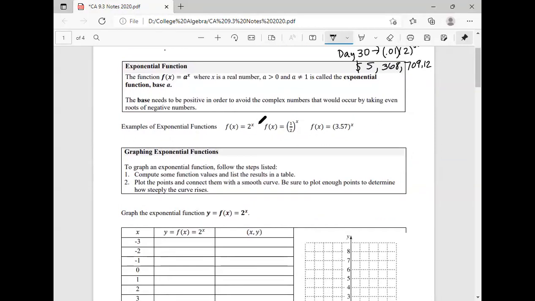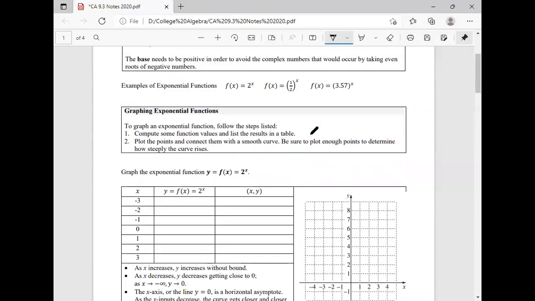If you'll look at every single one of these, what is the exponent? X. That's exactly right. So if you look at every single one of these, you have X as an exponent. The number that is raised to the X power, that is your base. Okay. So graphing exponential functions.